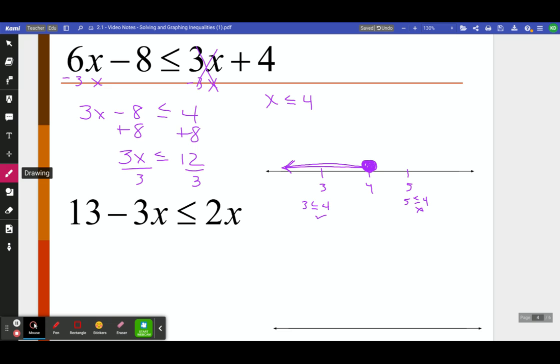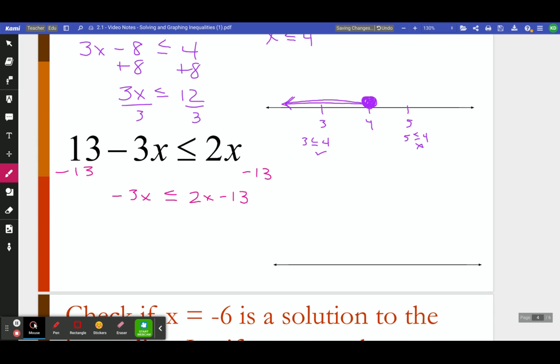Okay, so our next one here, I'm going to try to get the x's on the left. I think it's easier to read your inequality once you've done that. So I'm going to move this 13 over to the other side. So we're going to have negative 3x is less than or equal to 2x minus 13.